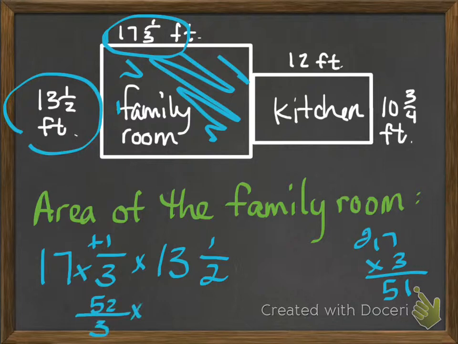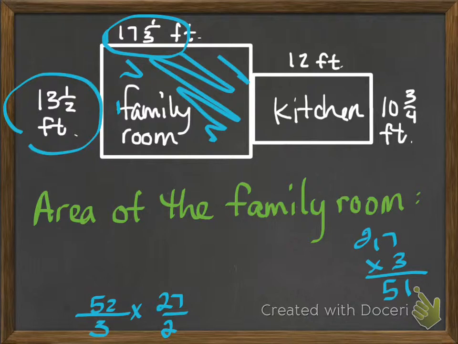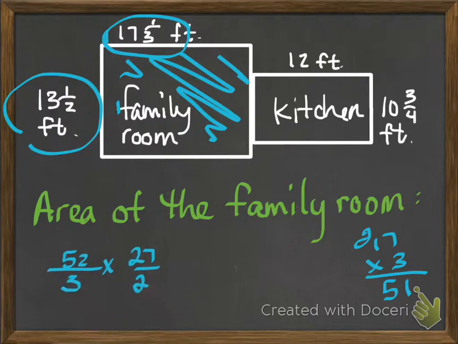And I'm going to multiply that times 13 times 2. Oh, I'm sorry, I'm going to change this mixed number to an improper fraction. So 13 times 2 equals 26, plus one more is 27, so 27 halves. So let me make some room really quickly by erasing a few things. There we go. Got rid of that, and then I'm going to move this up. Alright, so now I have 52 thirds times 27 halves.